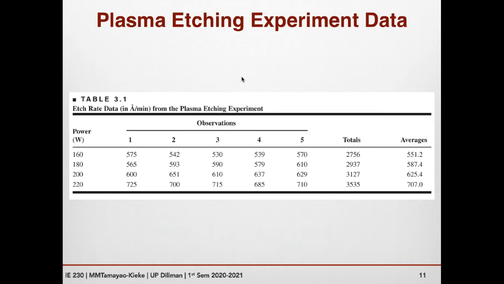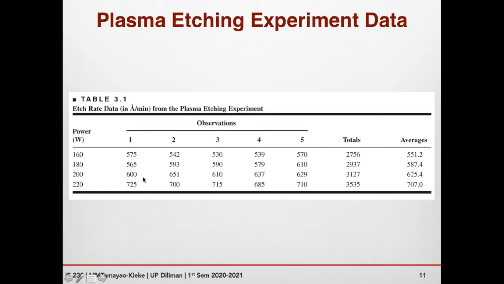In any case, let's go back to the plasma etching experiment data. Say the engineer followed our test sequence and was able to gather the following data for the plasma etching experiment. Again, we have 4 treatments, and we have 5 replicates for each treatment, making 20 observations all in all.